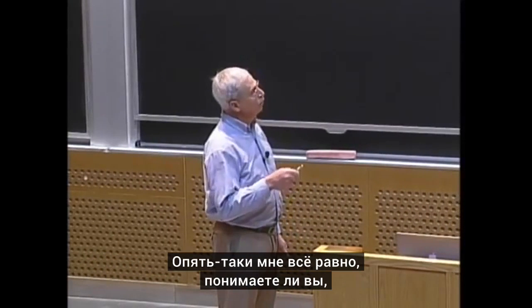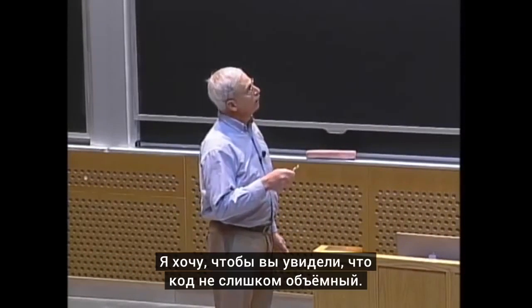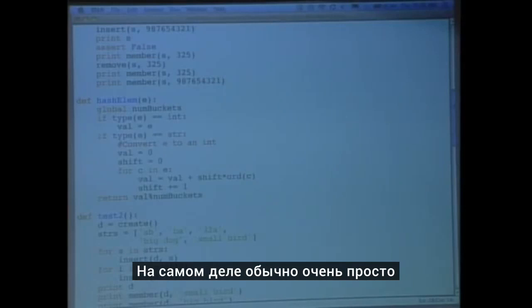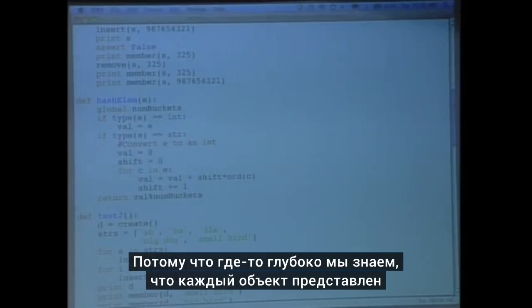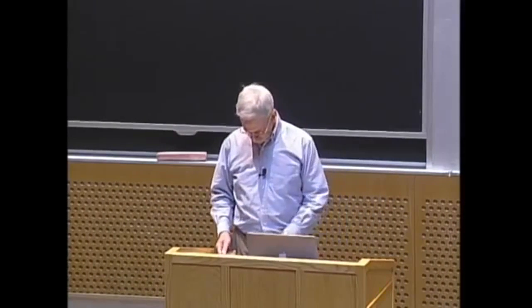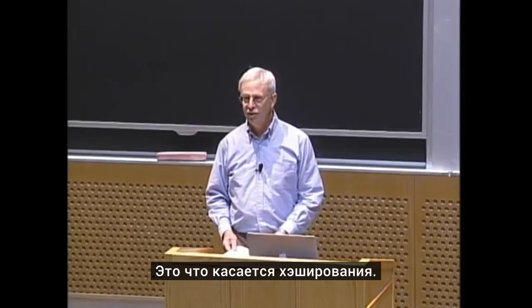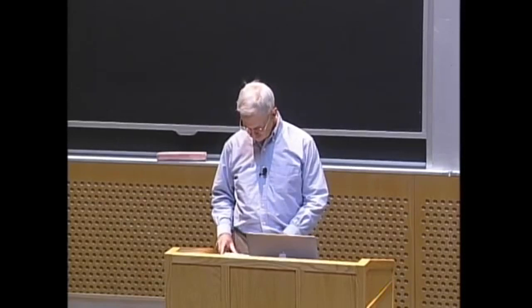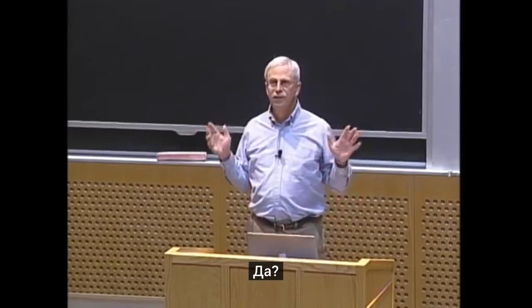And again, I don't care if you understand how the code works here. What I just want you to see is that it's not very long, and in fact, it's typically fairly simple to hash almost any kind of an object. Because deep down, we know that every object is represented by some string of bits in the computer's memory, and we can always convert a string of bits to an integer. All right? So that's hashing, a very powerful and extremely useful technique.